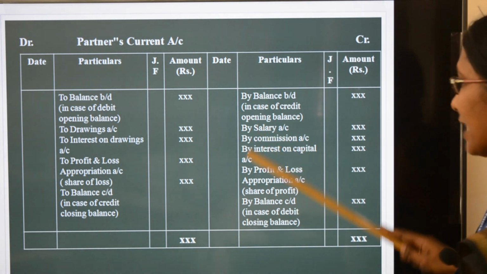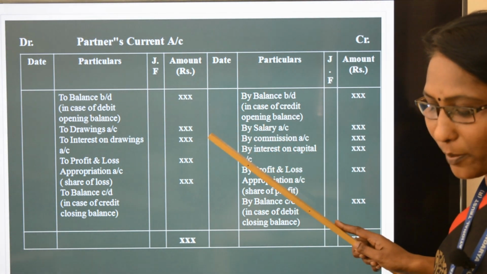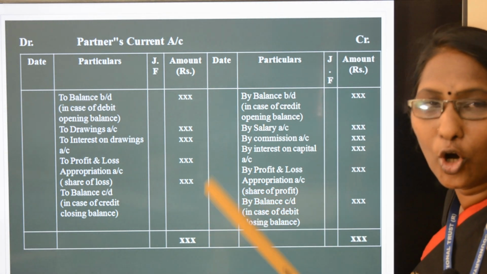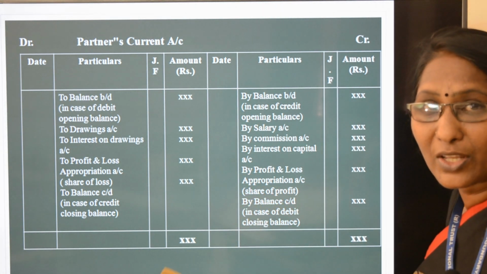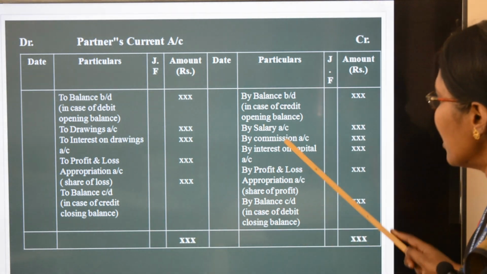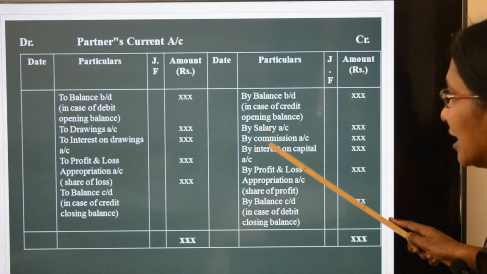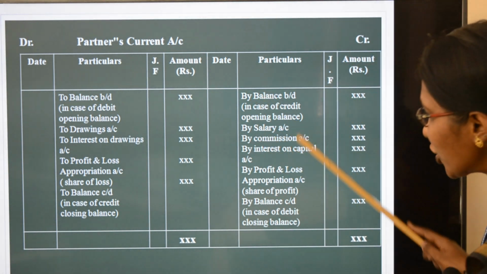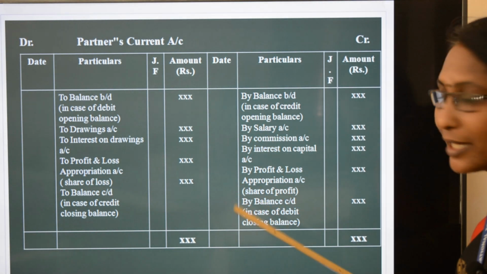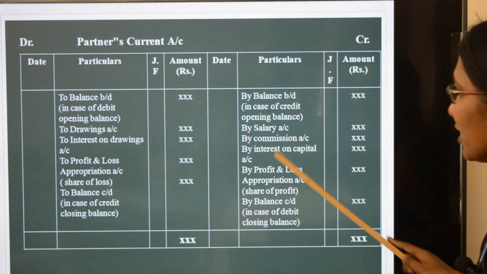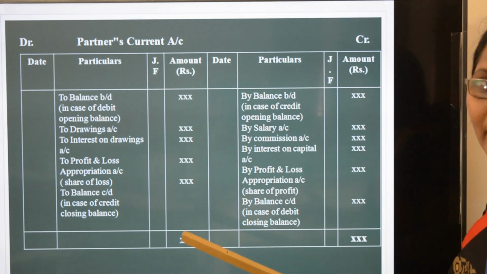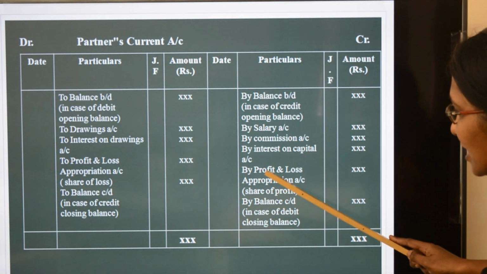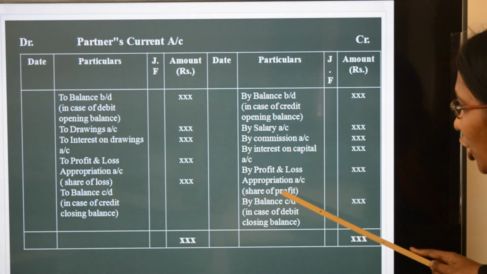Next one is salary. Based on the nominal account rule, all the incomes and gains should be credited, all the expenses and losses should be debited. Salary is an income to the partner, so we write it on the credit side. Commission is also an income to the partner, we write it on the credit side. Interest on capital is also an income to the partner, so we write this on the credit side. What is this? P&L appropriation account, share of profit.